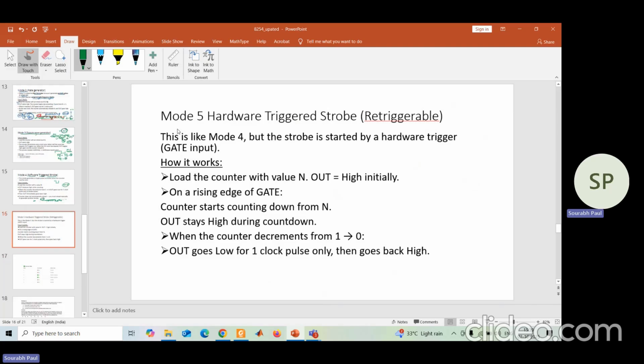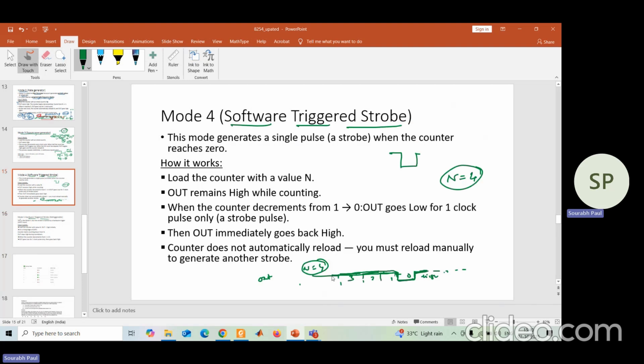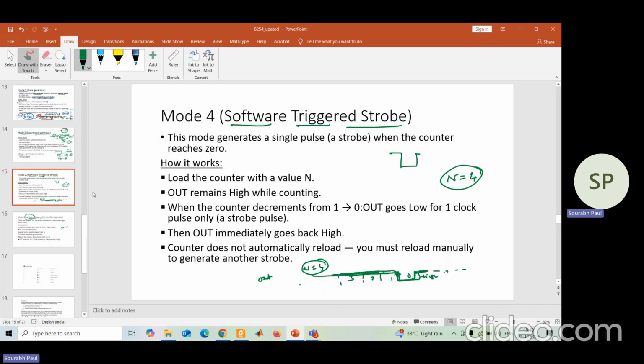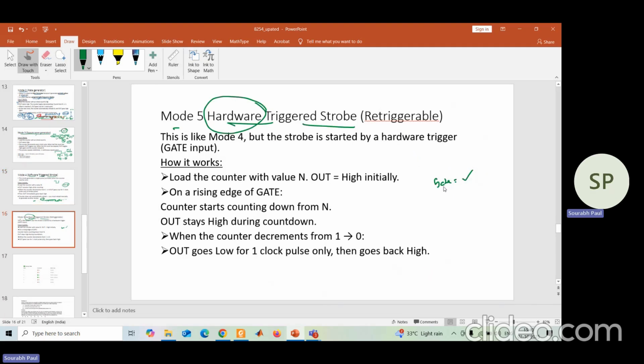Now mode 5 is known as hardware trigger strobe. The same type of wave will be generated, following the principle from the previous case. However, why is it known as hardware? Because you have to give a trigger at the gate terminal, then only the counter will start counting. In the previous case, counting started just by loading the value, and software itself generated the trigger. In this case, you have to give the gate signal to start the counting.